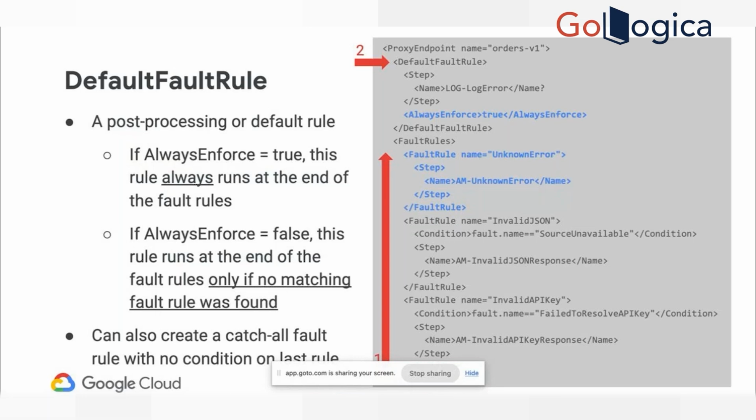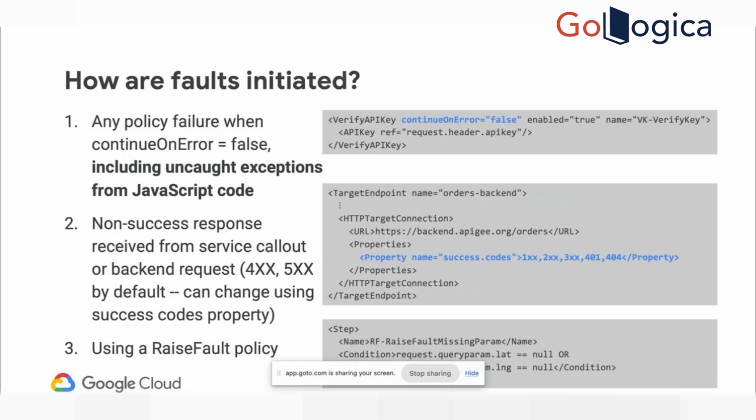Now we have checked what the fault rules are and how they are executed. The next question is how they are initiated, how a fault rule gets initiated. When a policy fails, in every policy there is a field called continue on error. By default this is always false.